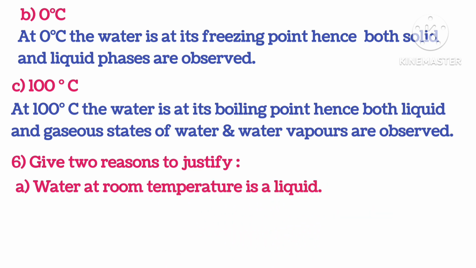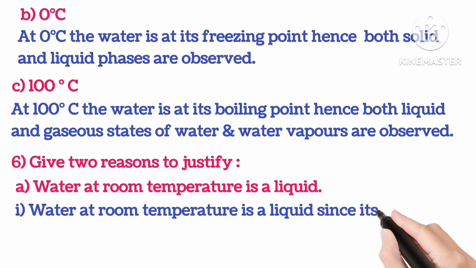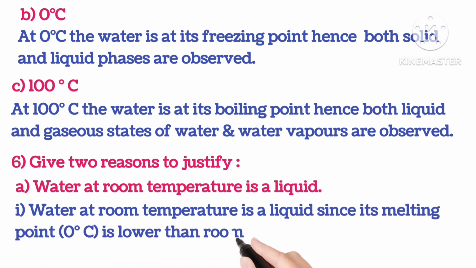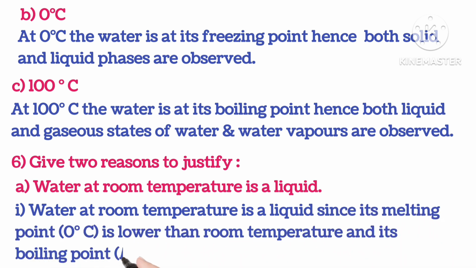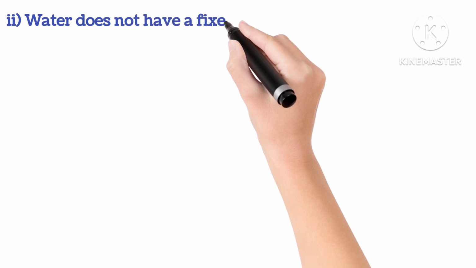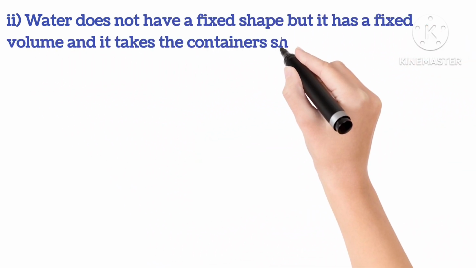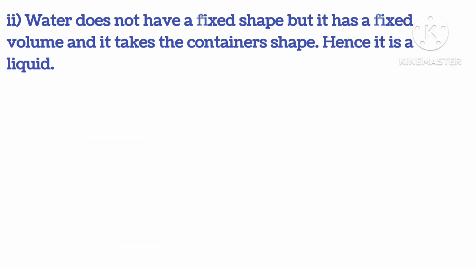Water at room temperature is a liquid since its melting point is lower than the room temperature and its boiling point is higher. Water does not have a fixed shape, but it has a fixed volume and it takes the container's shape. Hence, it is a liquid.